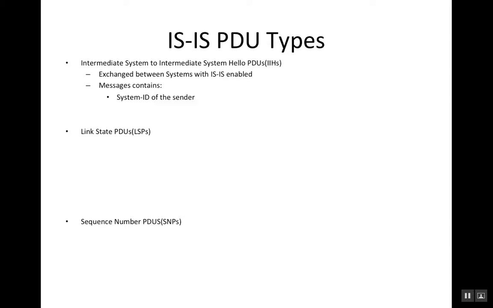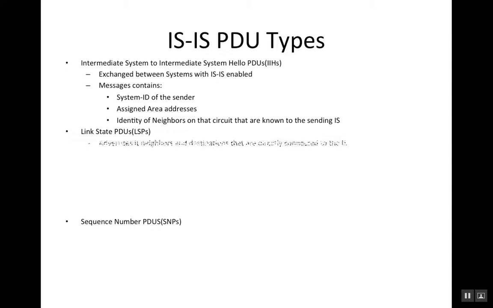The messages contain the system ID of the sender, the area assigned addresses, and the identity of neighbors on that circuit that are known to the sending IS. There's some additional information in the hello messages, as well as the connected interface that the hello messages are actually sourced from. Those are the main pieces of the PDU that you should know from the IIH packets.